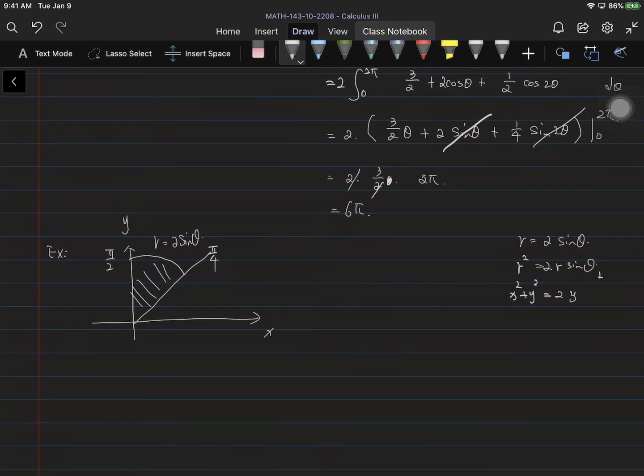Now we can say, what is theta? Pi over 4 to pi over 2. If our region is like this part, then theta would be from 0 to pi over 4, right? So just be careful of the region. Now let's set up the integral. The area equals pi over 4 to pi over 2, 1/2 r squared, which is 4 sine squared theta d theta. Evaluate. I'm going to take the 2 out.